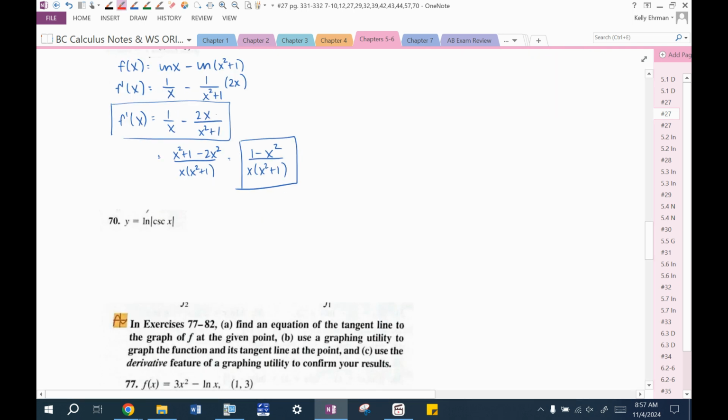What about number 70? ln of cosecant x. So you could change this to 1 over sine and then expand it out. I think I'm just going to leave it, see what happens. So this becomes 1 over cosecant x. And then what's the derivative of cosecant? It's negative cosecant x cotangent x. So the cosecants cancel out, and I get negative cotangent x. I would leave it like that. That's also equivalent to negative cosine x over sine x if you did it the other way.